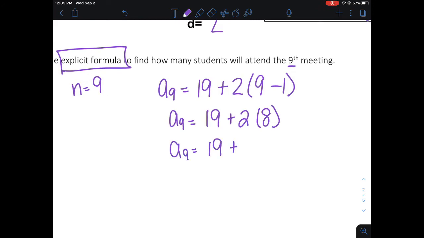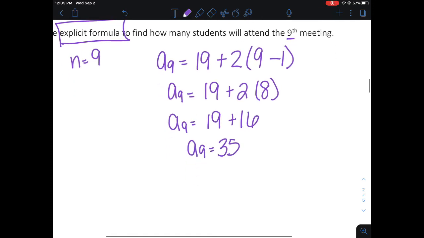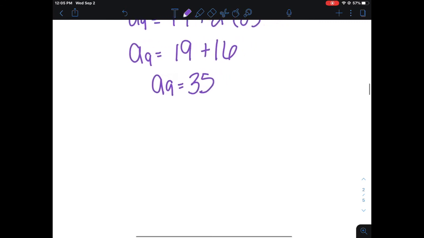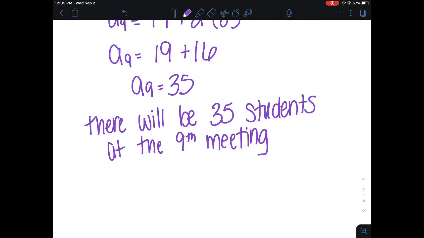19 plus 16, A sub 9 equals 35. And now since we are using a word problem, I need to explain that answer in the context of the problem to get full points. It will be 35 students at the 9th meeting.